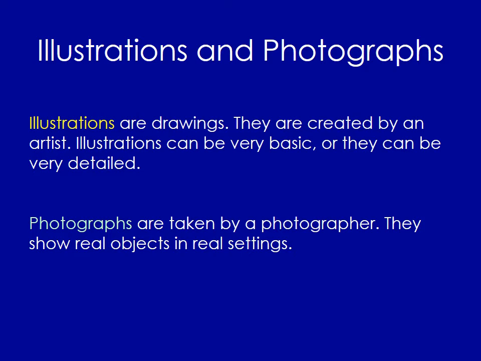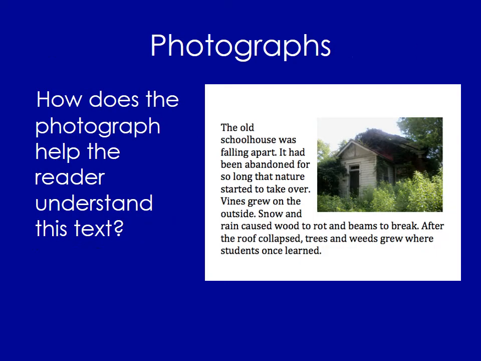We also have illustrations and photographs in pieces of writing. Illustrations are drawings. They're created by an artist. Illustrations can be very basic, or they could have lots of detail. Photographs are taken by a photographer. They show real objects in real settings, and there's usually quite a difference in those. How does the photograph help the reader understand this text?